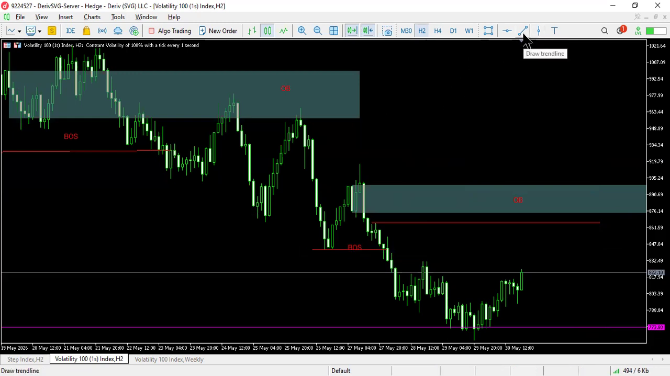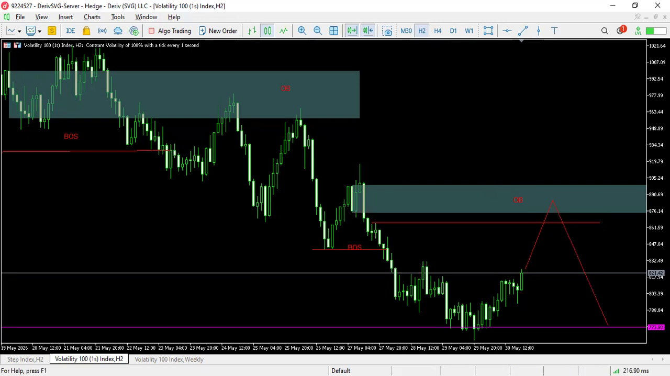So I'm anticipating for price to sweep this liquidity, take me in, and then give me a move to the downside since the market is bearish. So that's what I'm anticipating to happen.